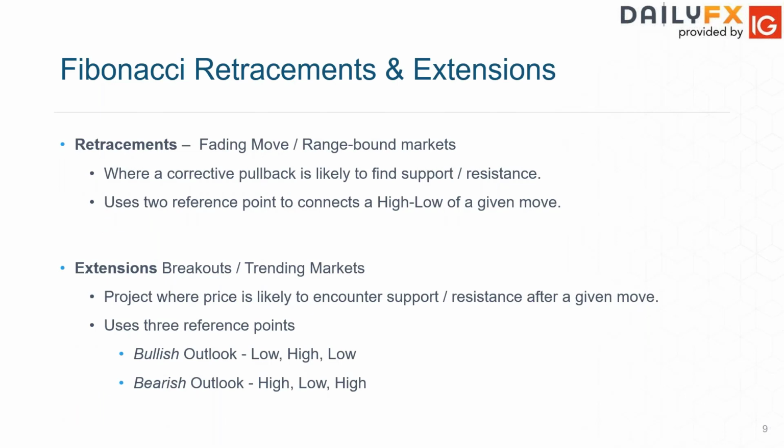There are two main tools that we work with. The most common and probably most widely used is the Fibonacci retracement, right? This is used for fading moves in range-bound markets. If the market makes a rip higher and pulls back, you're looking for where we may find support or resistance on that move. All you're looking for when you're putting on a retracement is two reference points, right? Either a high to a low or a low to a high.